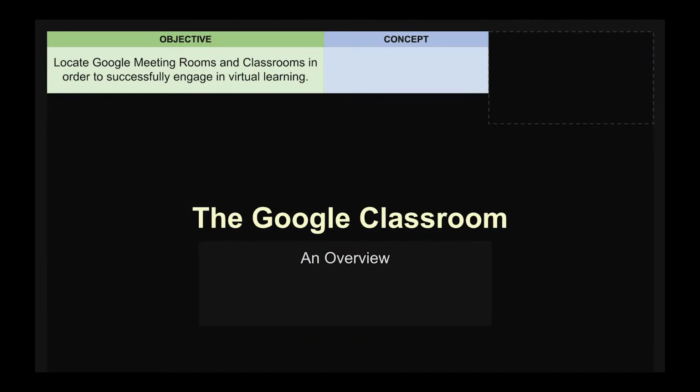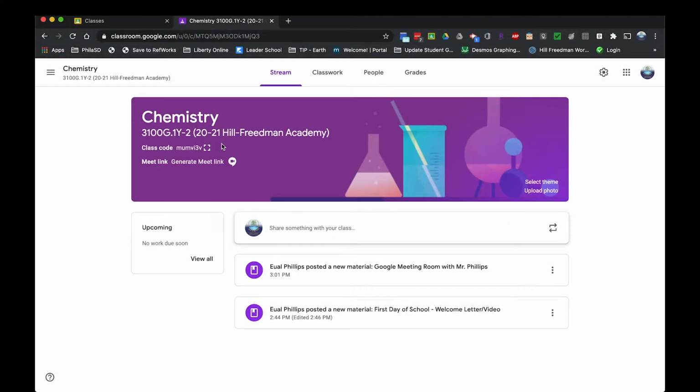The Google Classroom, an overview. Right now you're looking at a teacher's version of the Google Classroom. When it's time to submit assignments, I will show you a student's version. Upon entering into the specific Google Classroom, the first page you will come to is called the stream. In the stream, you will see the most recent additions and updates to that specific Google Classroom, similar to how you would log in and find a social media feed like Facebook or Twitter.